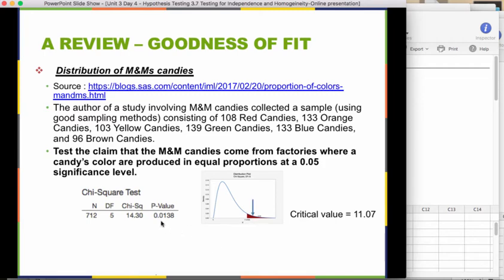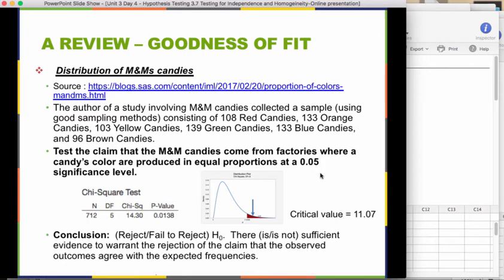And we also notice, because 14.3 is greater than 11.07, our guesstimate is going to be around here where you see this blue arrow. Furthermore, our p-value is also smaller than the significance level. So this is going to tell us a couple of things. What we're trying to do is make a conclusion. First of all, do we reject or fail to reject the null hypothesis?